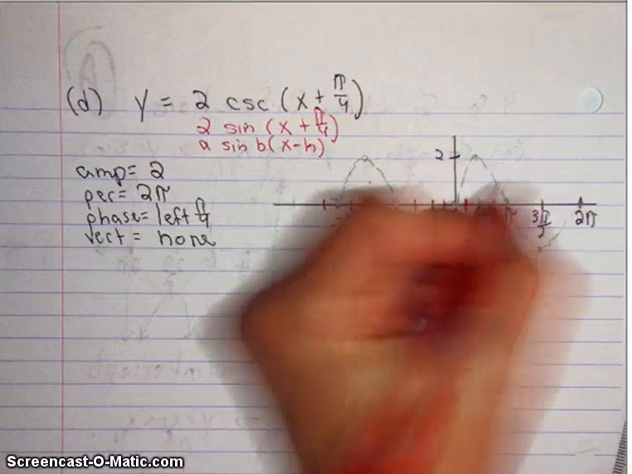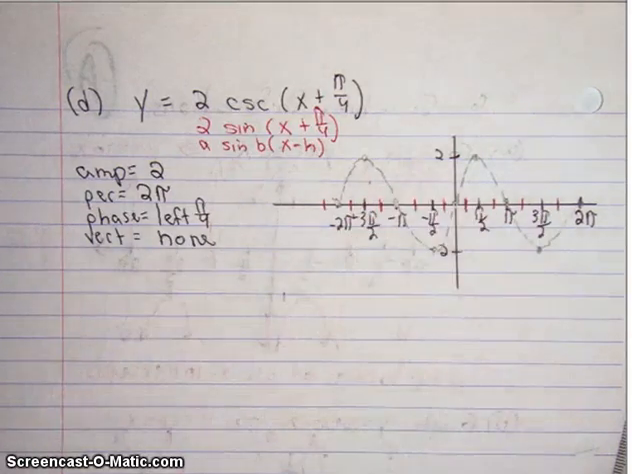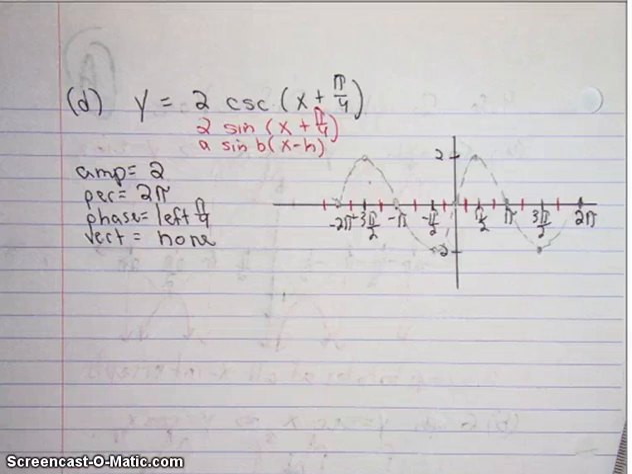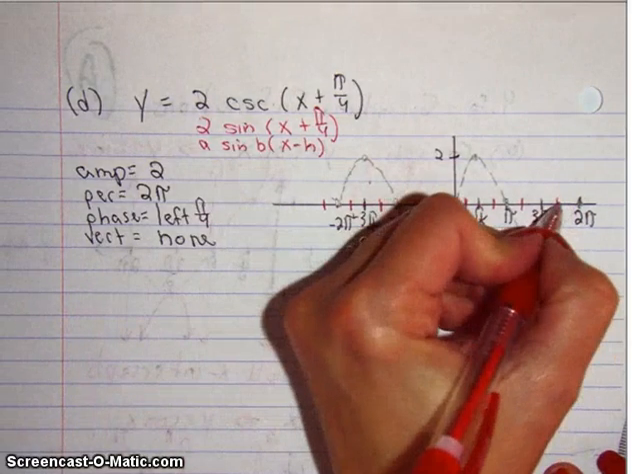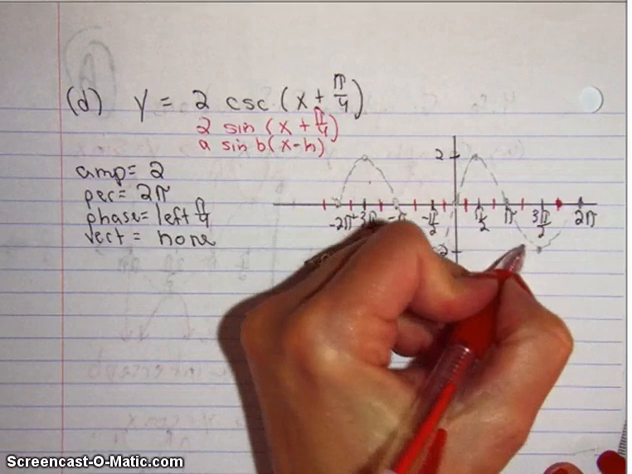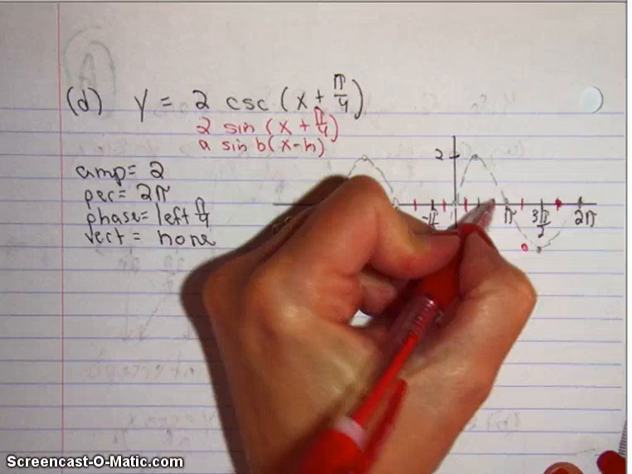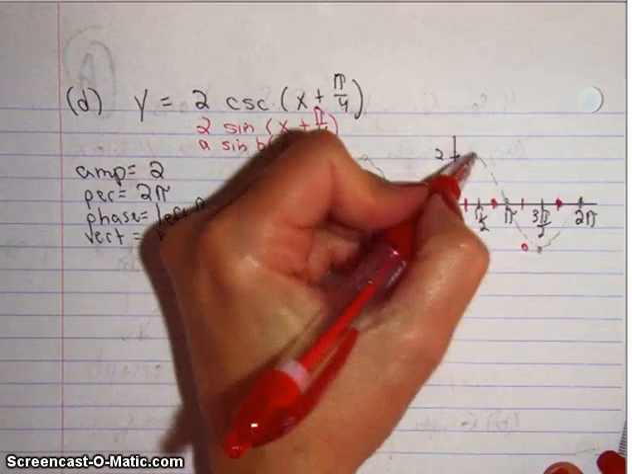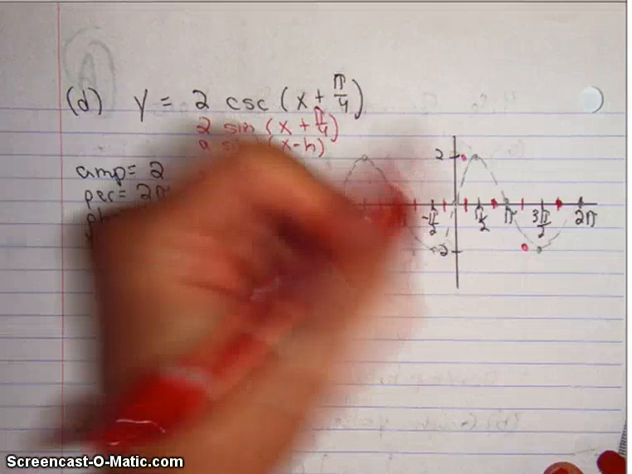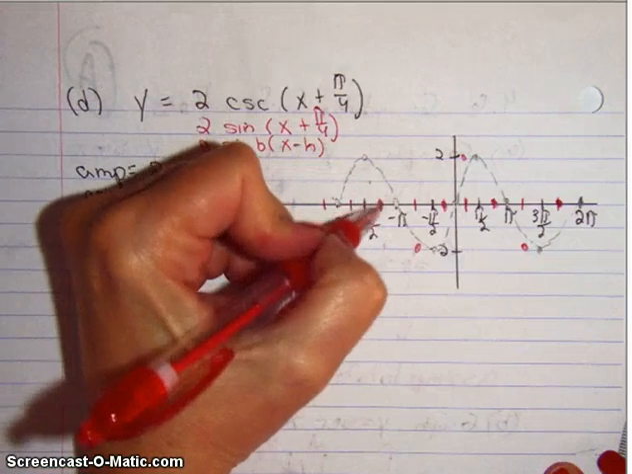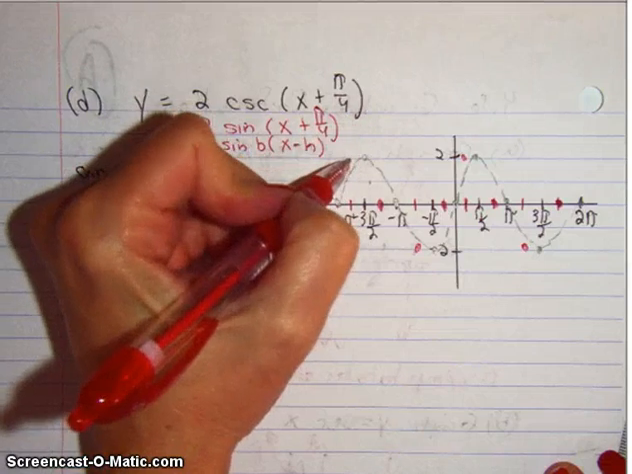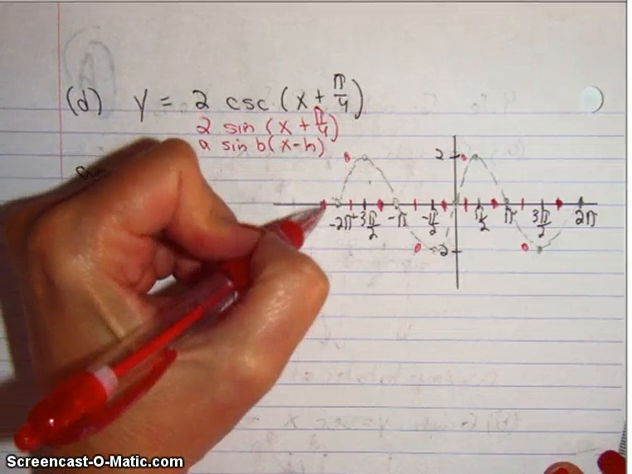I'm going to put my other little pi over 4s in here. Alright, so everything goes one tick to the left. So one tick to the left. Here we go. One tick to the left, and so on for every point.